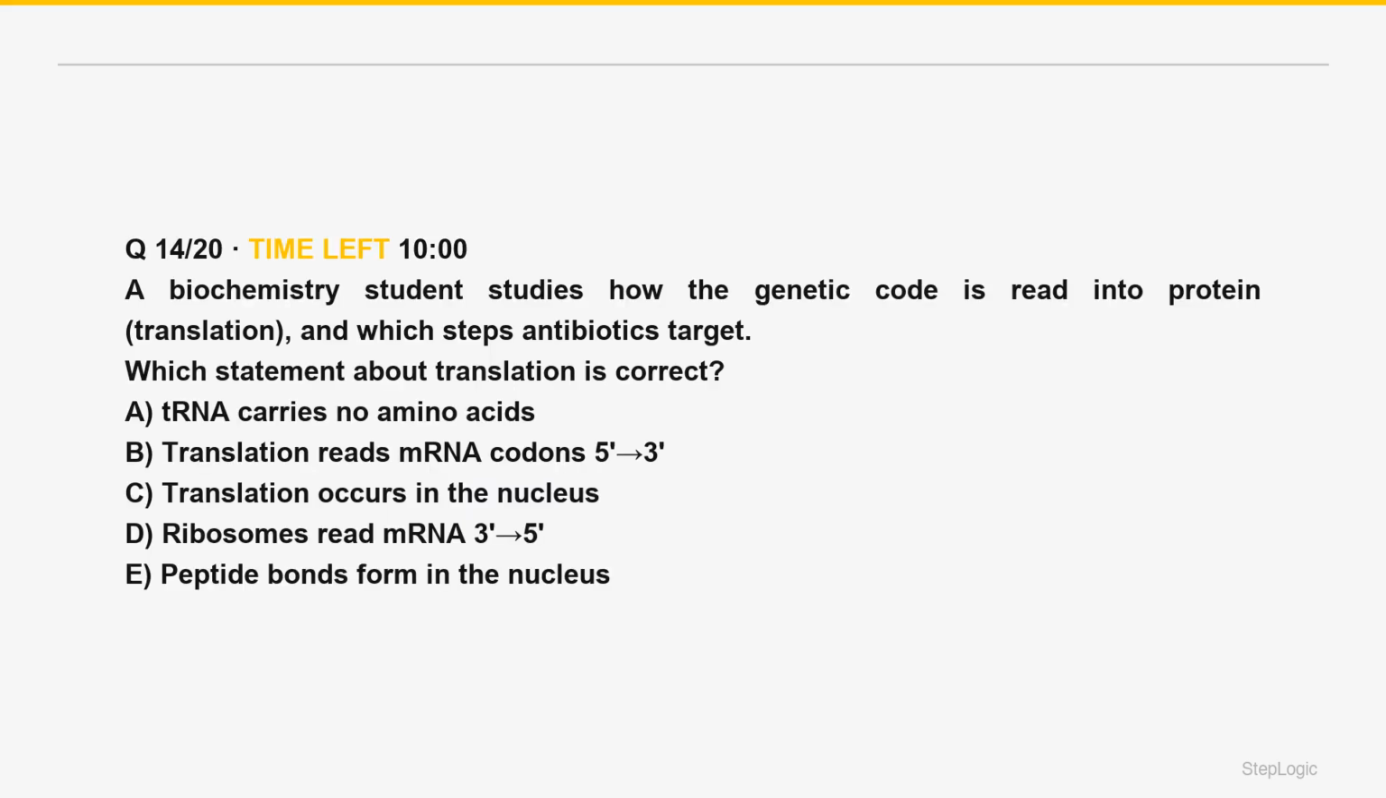Which statement about translation is correct? A biochemistry student studies how the genetic code is read into protein, translation, and which steps antibiotics target. Read the command: which translation statement is correct? Cytoplasm, ribosomes read 5' to 3'; initiation, small subunit, AUG; elongation, A site, peptidyl transferase, translocation; termination, stop codon, release factors, GTP; antibiotics target 30S or 50S.